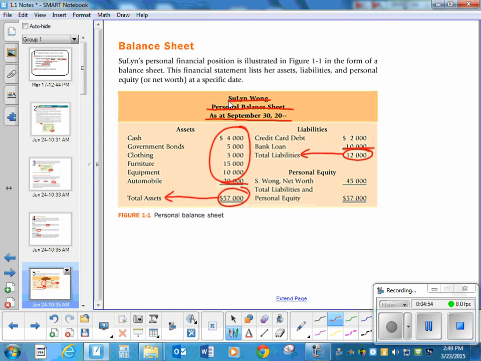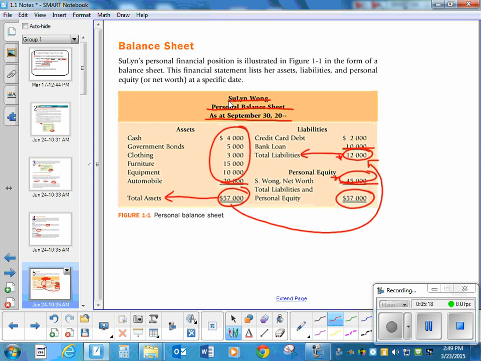The third and final section of a balance sheet is your personal equity. And to find your personal equity, you take your $57,000 and you subtract your $12,000. That's how you come up with the $45,000. This single underline here indicates that you are adding the $12,000 and the $45,000 to come up with the $57,000.